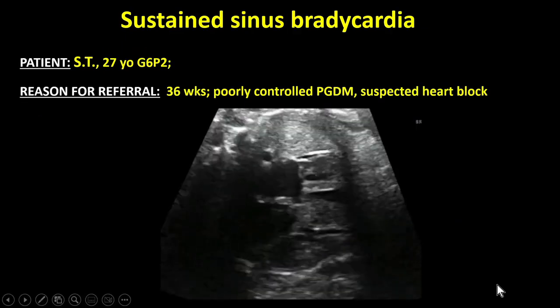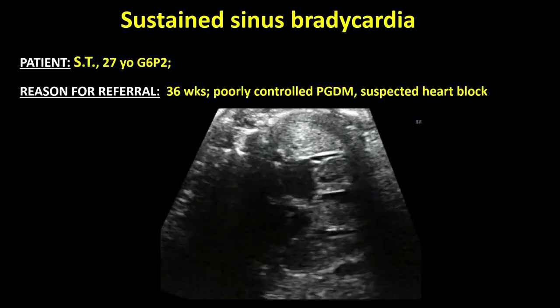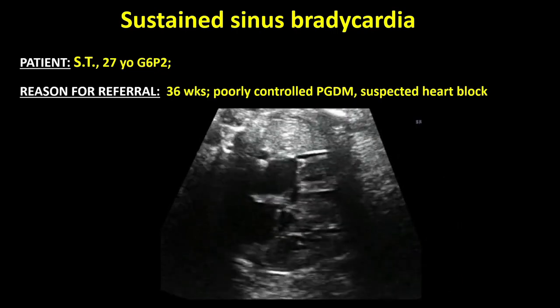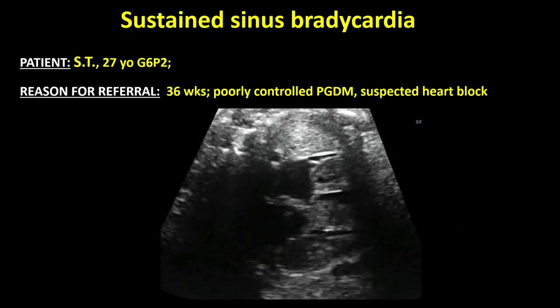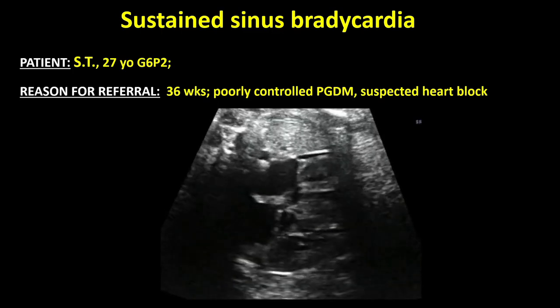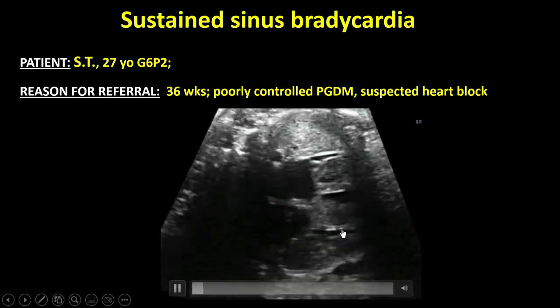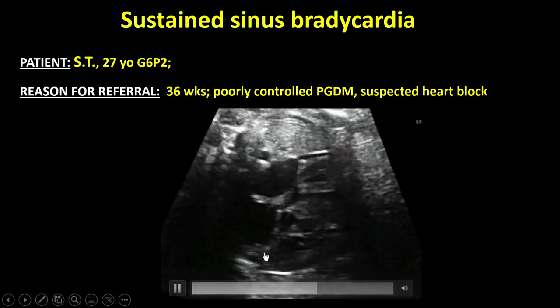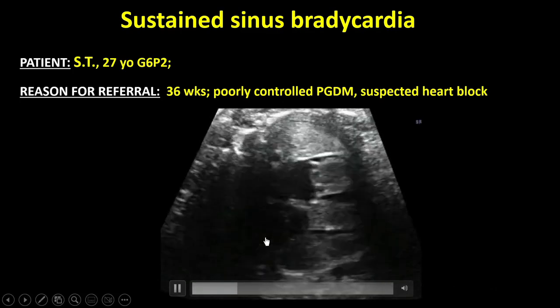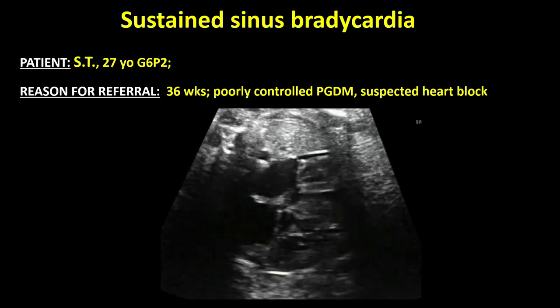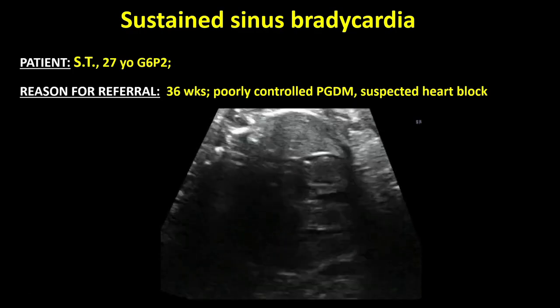This is another example, a 36-weeker with poorly controlled pregestational diabetes. I was called on this very old case. It was in 2009, with suspected heart block. If we look at this heart, it looks very heartbreaking because basically this is just severe hypertrophic myocardial hypertrophy, mostly due to the very poorly controlled diabetes.